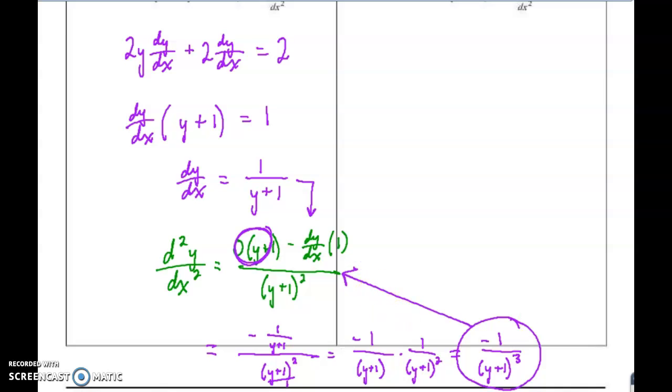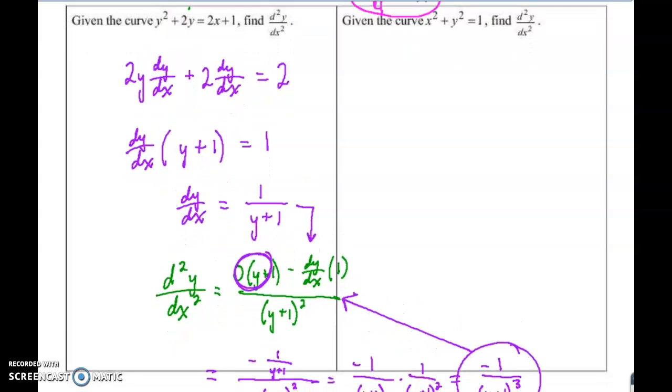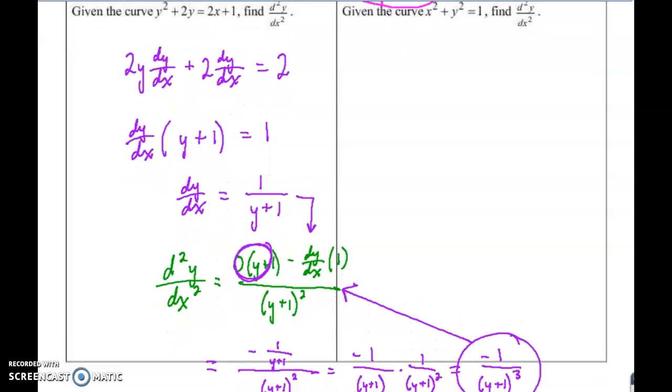So again, please pause the video and make sure you really understand everything, because you could be tasked with finding the second derivative of something. And I'm going to start the next one. I'm sure the bell's going to ring again.